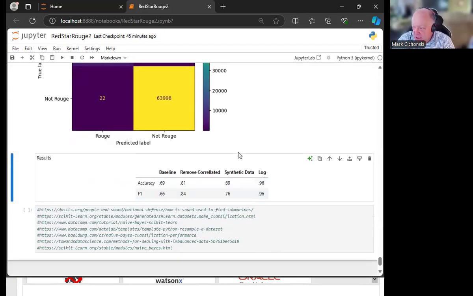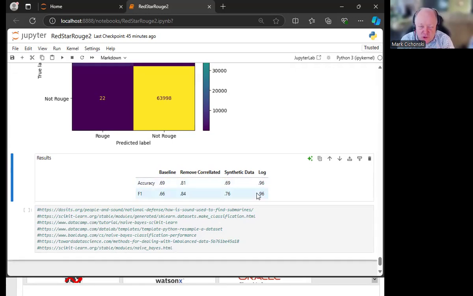You can see here the results from when we did our baseline. We had about a 69% and a 66 on the F1. We removed the correlated data, and it went up to 81 and 84. The synthetic data wasn't that great. And then the log data was very accurate and very, very precise.